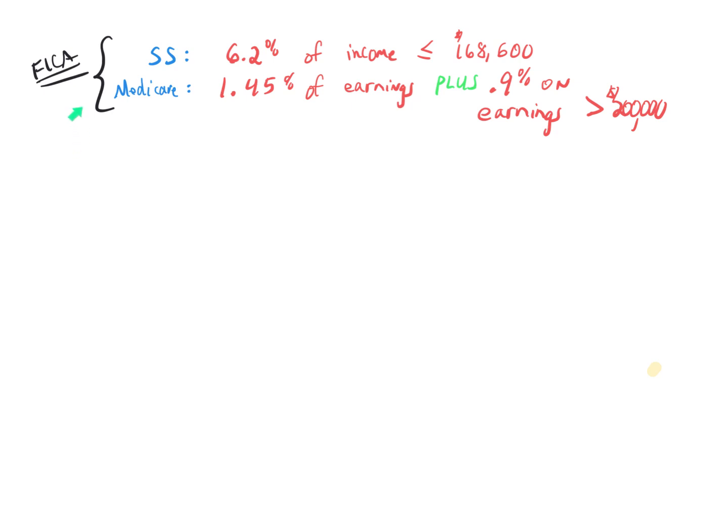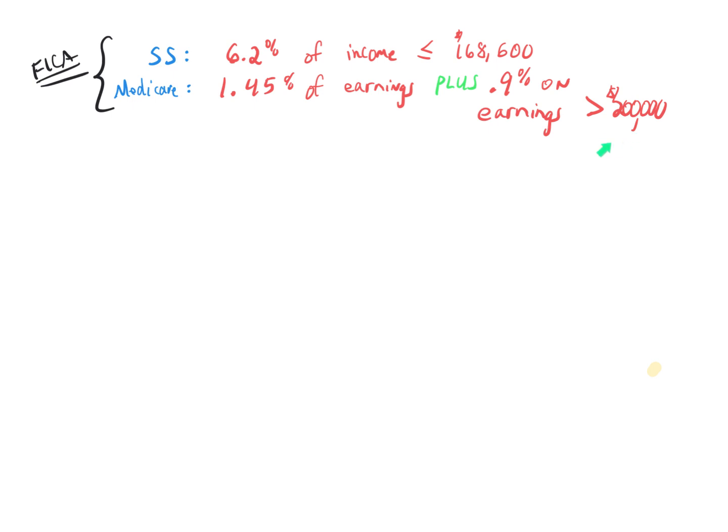Level 3, problem number 3. Find a function for the marginal tax rate for the FICA tax, which is Social Security and Medicare. Social Security is taxed at a rate of 6.2%, but only for the money that you earn that's less than this amount. Whereas Medicare charges 1.45% always for all of your earnings, plus an additional 0.9% when you're making dollars over 200 grand.